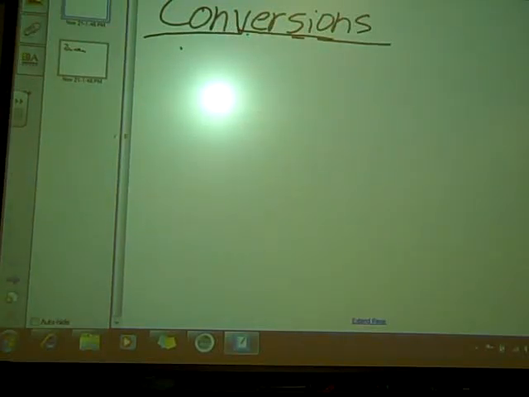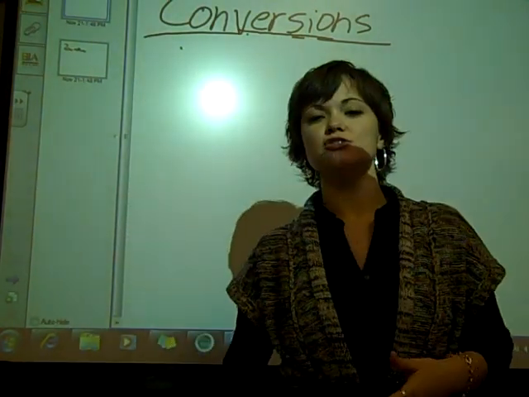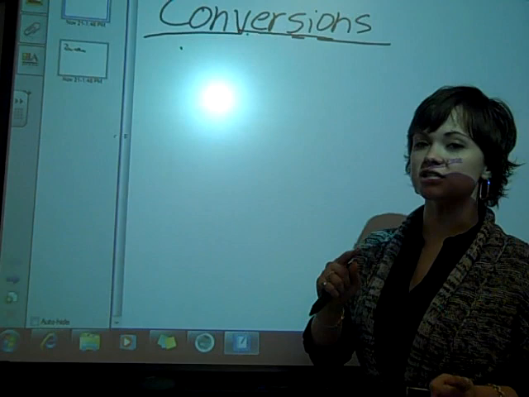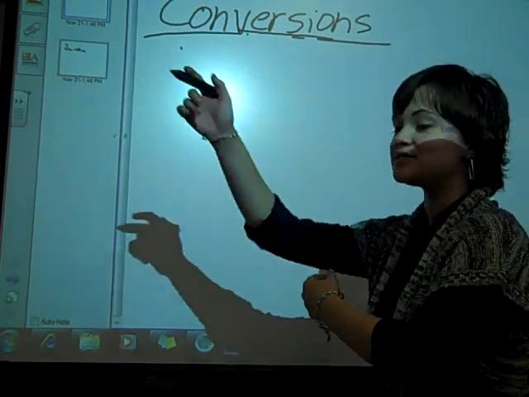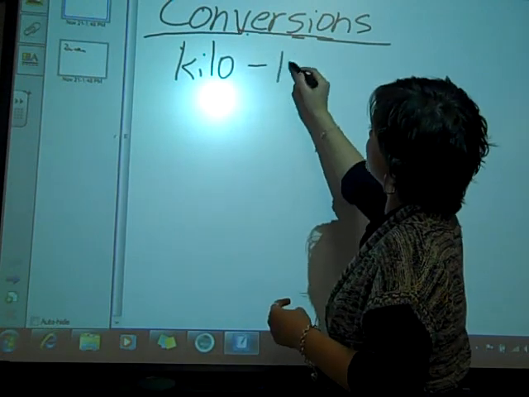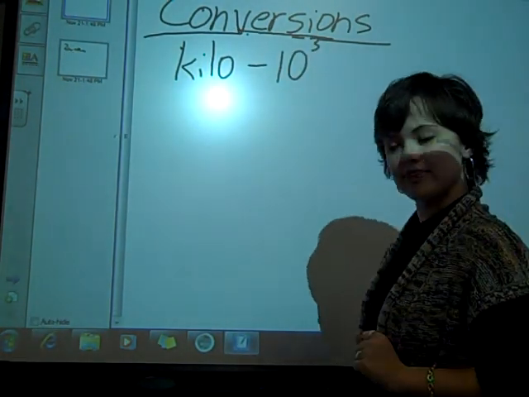Now let's go on to metric conversions. Last time we dealt with imperial conversions, things like 60 seconds in a minute, 24 hours in a day. Metric units are all base 10, so that makes our lives a little bit easier. First, let's talk about the prefixes themselves. We have several that are commonly used. The prefix kilo literally means 1,000.